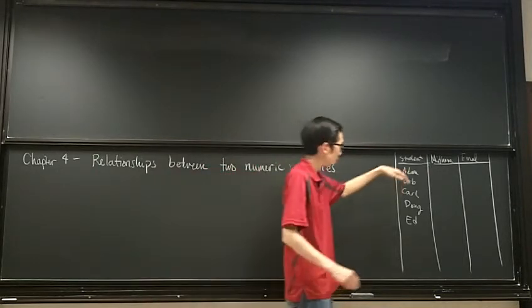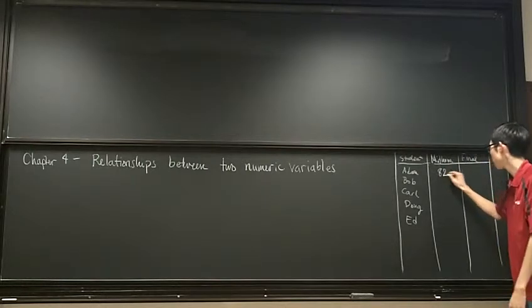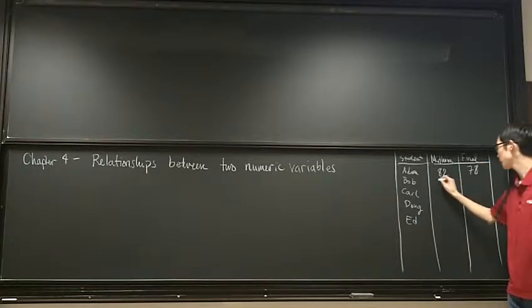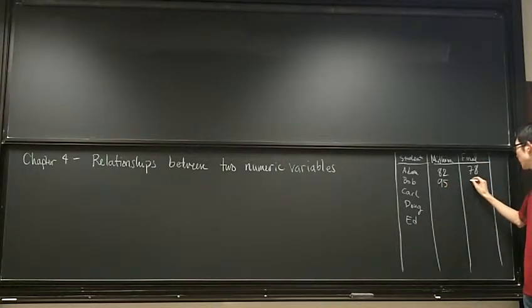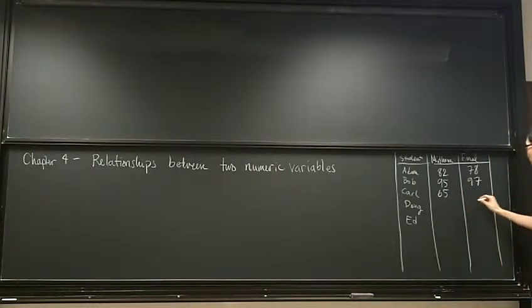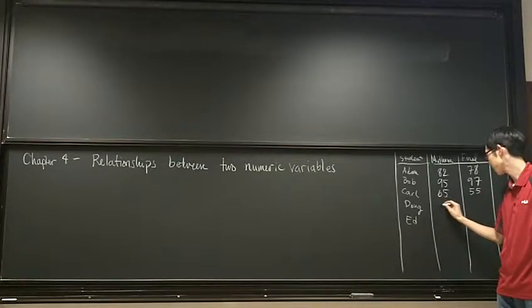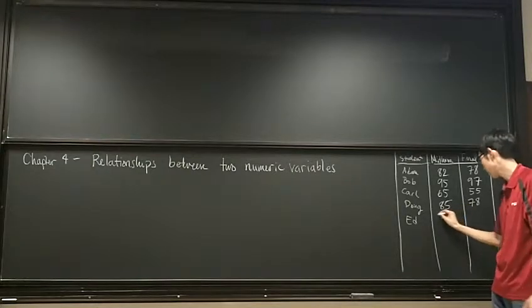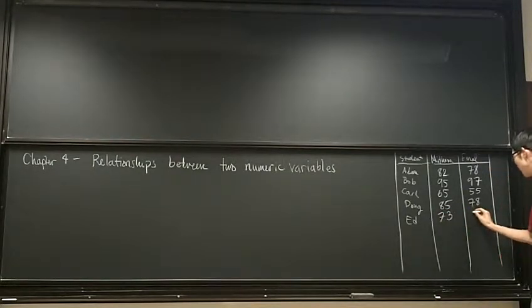What is the case in this table here? Each student. Okay. So Adam is a case, and Carl is a different case, okay? And so each student, let's say Adam scored an 82 on the midterm, and on the final he got a 78, okay? And let's say Bob got a 95 on the midterm, and on the final he got a 97, okay? And Carl, let's say he got a 65 on the midterm, and on the final he got a 55. And Doug, let's say he got 85 and 78. And Ed, let's say he got 73 and 78. Okay?